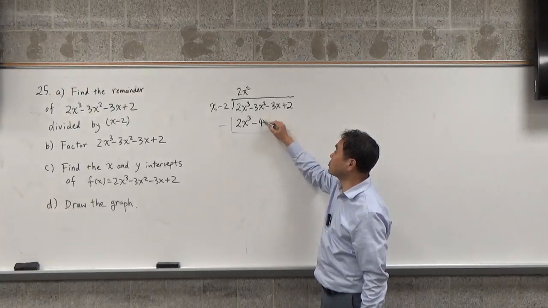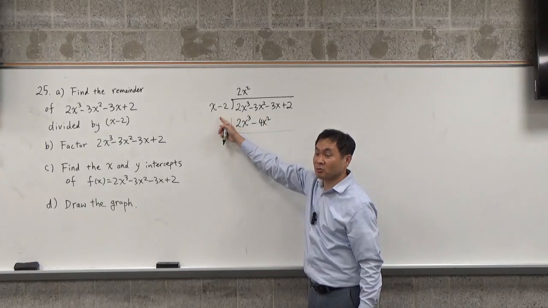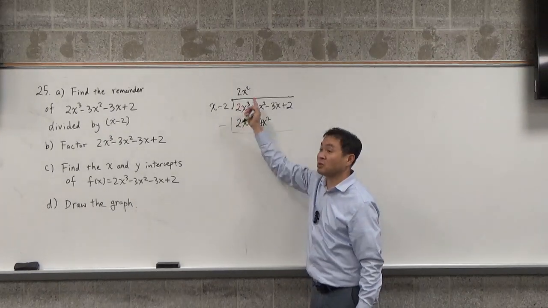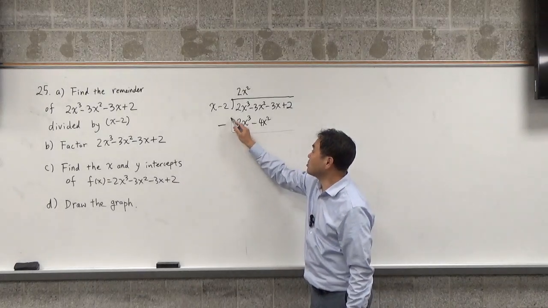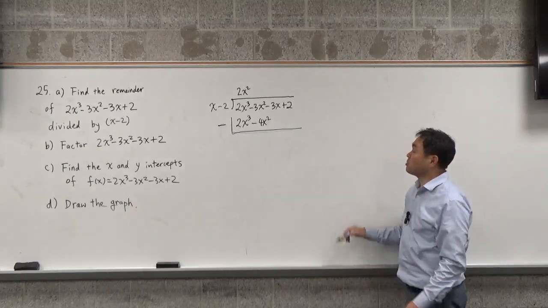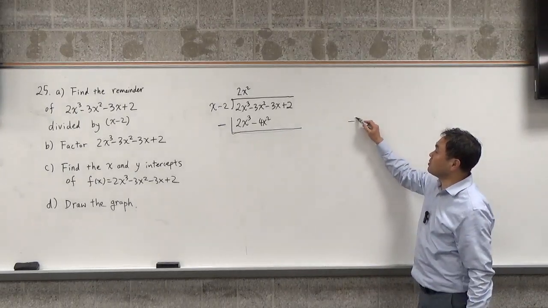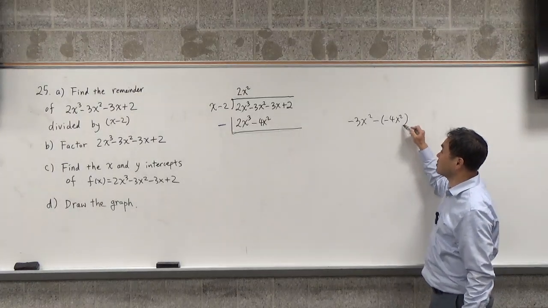Negative 4x squared, right? 2x squared times negative 2 will be a negative, and 2 times 2 is 4, and you have x squared. Now, once you have that, you have to subtract. How do you do the subtraction? Well, it's negative 3x squared minus negative 4x squared.